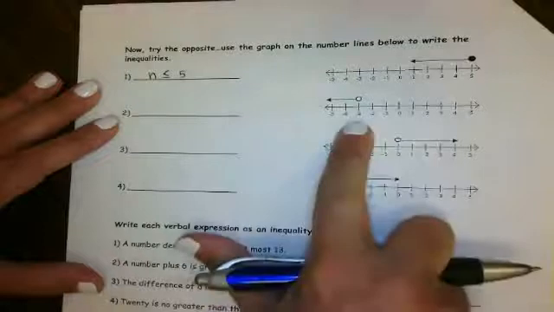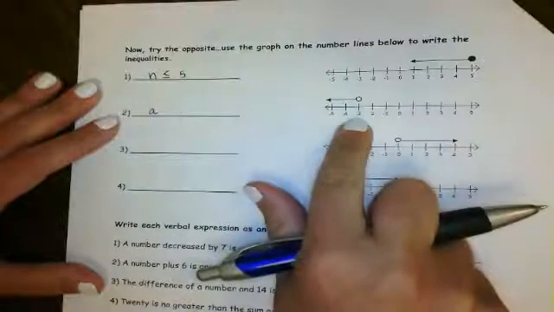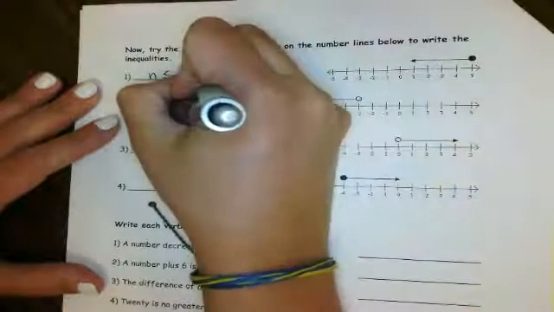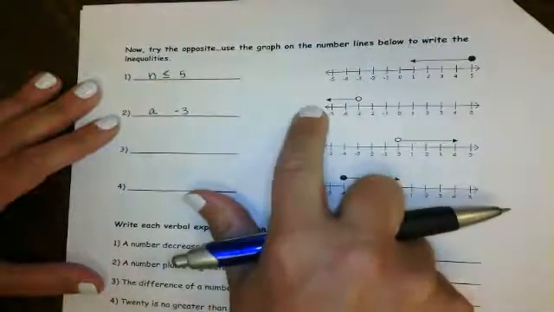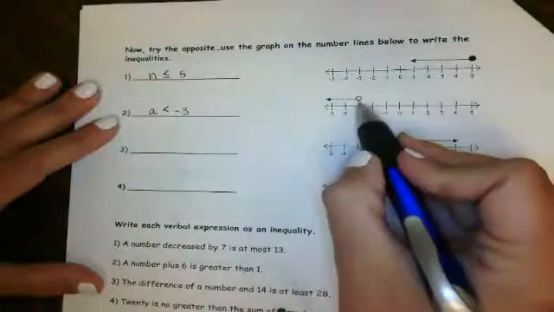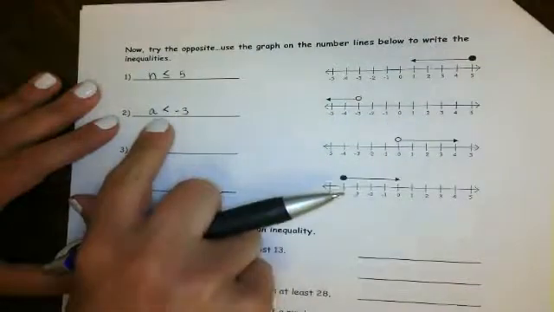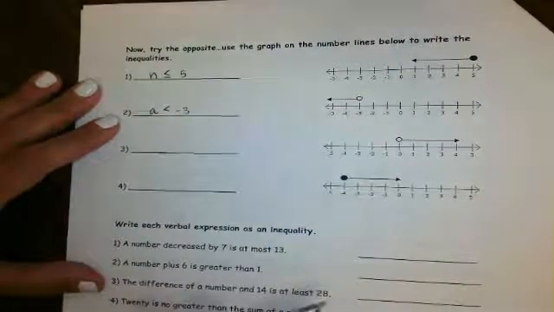For number 2, again, we're going to pick a variable. I'm going to pick A. The dot is on -3, so I'm going to put -3 here. My arrow is again going to the left. It's pointing to the numbers less than -3. So we need is less than. And this is an open circle, so we are not going to underline it. We're done. A is less than -3.